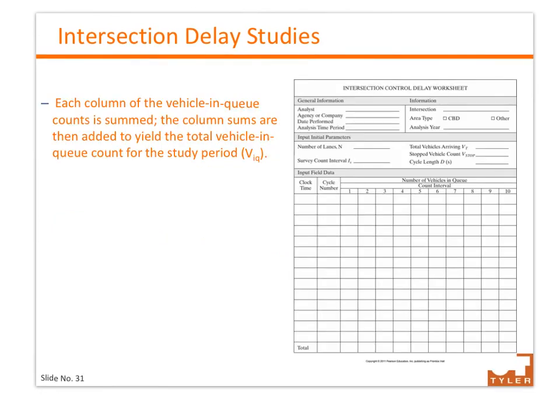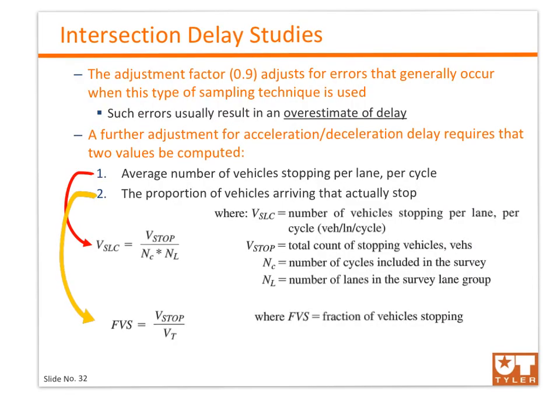So this is just a graphical illustration of the table that we use for delay studies. Each column of the vehicle in queue counts is summed. The column sums are then added to yield the total vehicle in queue count for the study period, VIQ. So here we see the clock time, the cycle number, and the number of vehicles in queue, how many were counted.